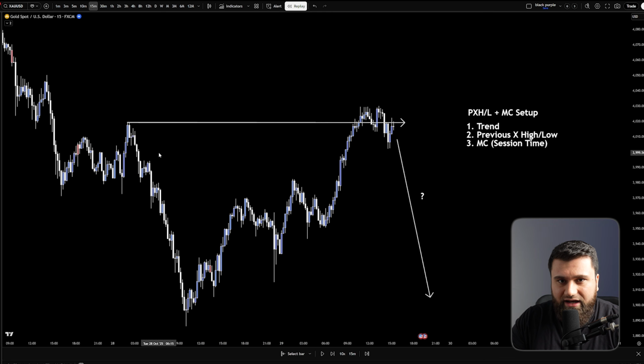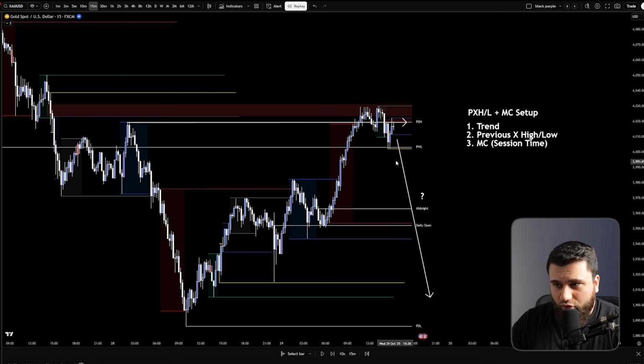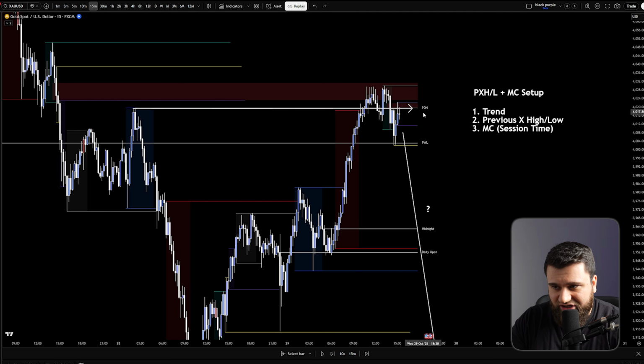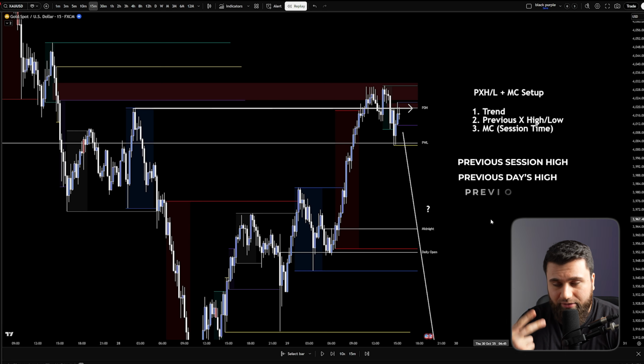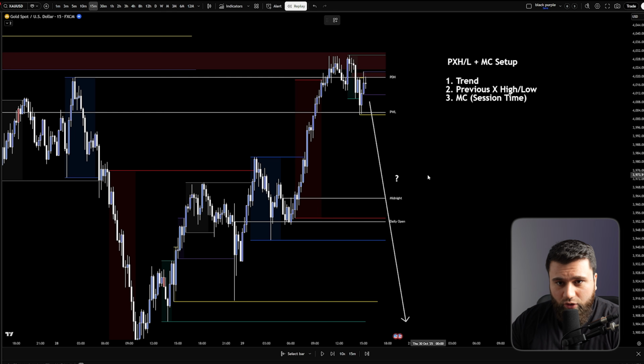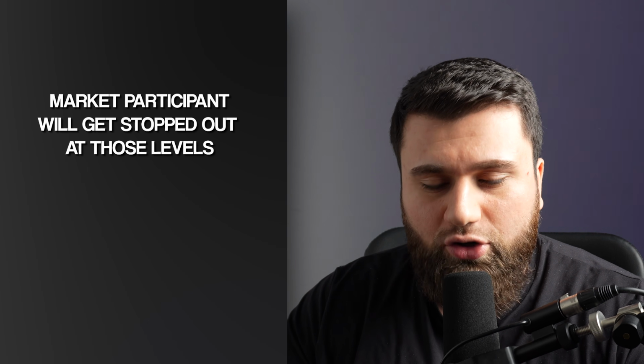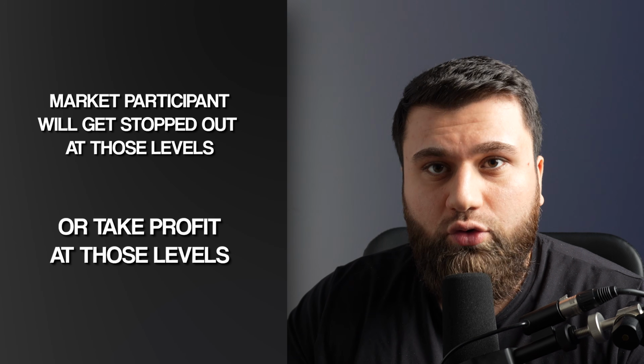And to plot that, I can use my indicator. So right here, you guys can see I have the indicator on where it says PDH, and PDH stands for previous daily high. We also have the previous weekly low here. It can be a previous session high, a previous day's high, or a previous weekly's high. The reason why we want to take trades from those highs and lows is because market participants are going to get stopped out there or going to take profits there. And that's why there is liquidity at those highs and lows. We want to only get involved if those highs and lows are taken out.